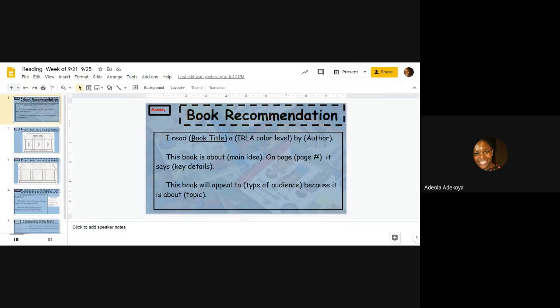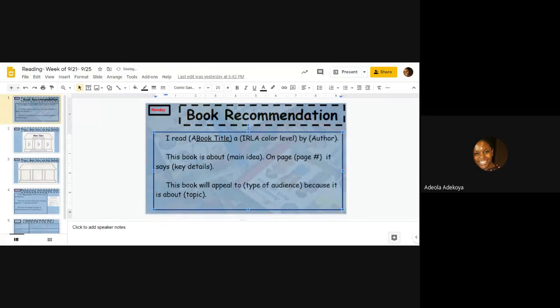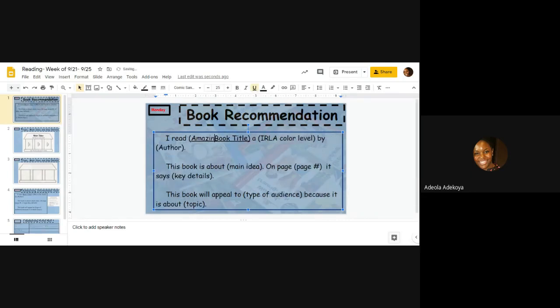All right, so the title of the book we read, the book titles always have to be underlined. I read Amazing Aliens, and if I want to underline, I can do it two ways: Control U or click on the underline over here as well.